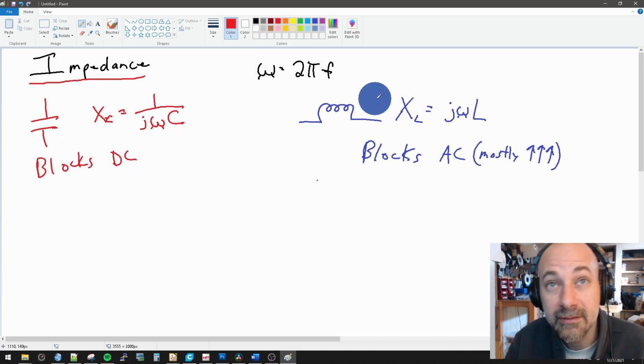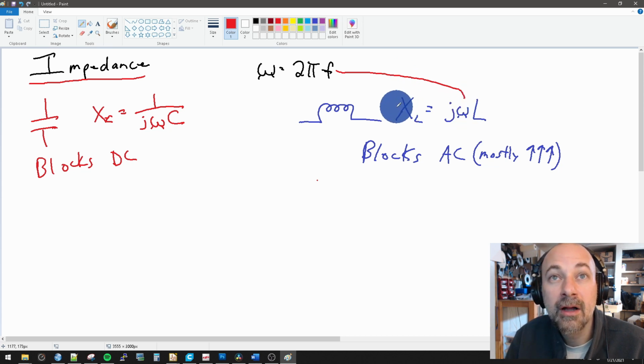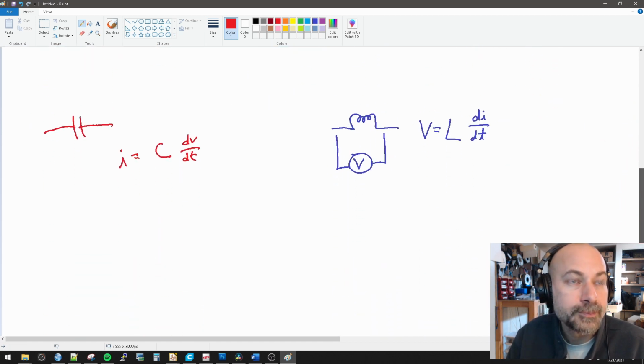Well, an inductor is the exact opposite. It blocks AC, and more so the higher the frequencies you go, as you can see here. We've got jωL. So it's frequency right here. Frequency goes up, impedance on the inductor goes up. So it's the exact opposite. They completely argue. Let's give another example.